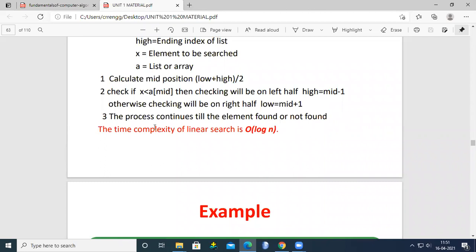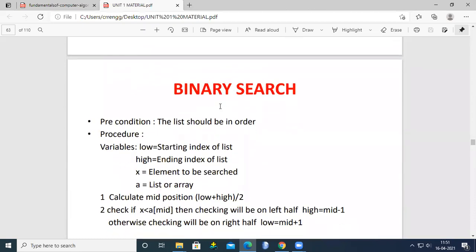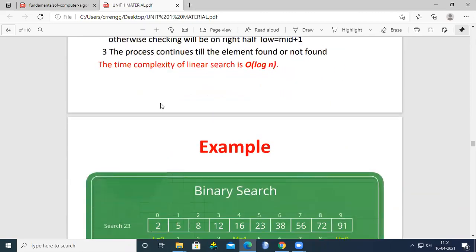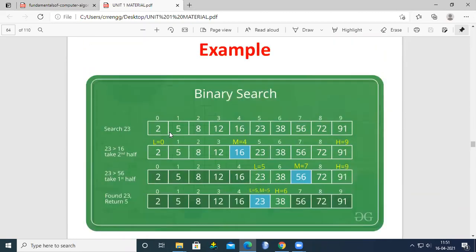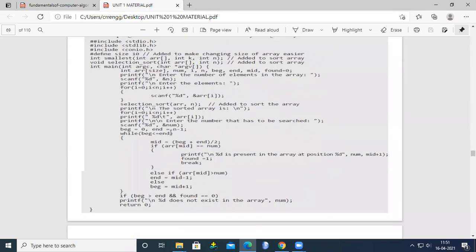The time complexity of binary search is O of log n. In binary search, we compare with the mid position. If the element is less than the mid value, we go for the left part. Otherwise, we go for the right part. We can continue the same searching way. We already studied binary search in the data structure subject.